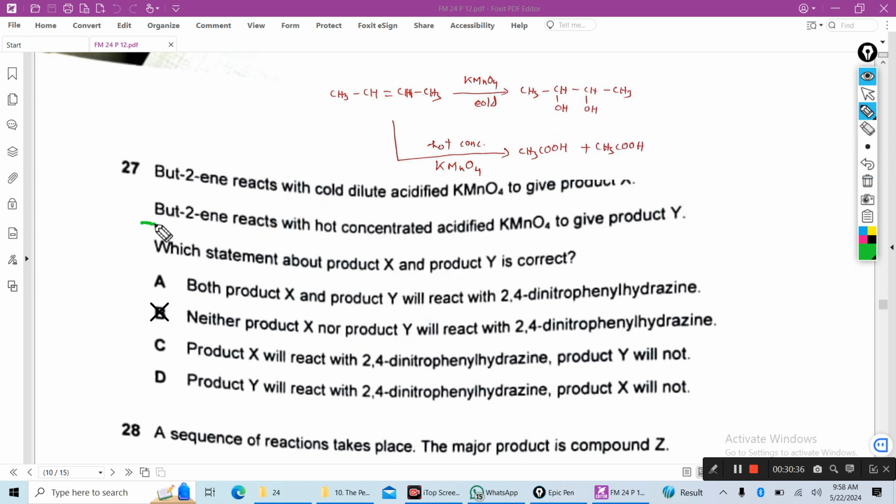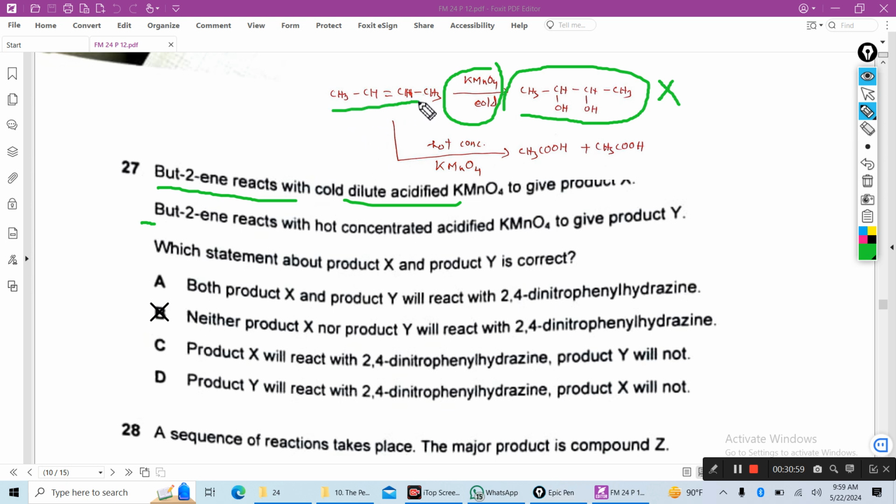When butene reacts with cold potassium permanganate, butane diol, or 2,3-dihydroxybutane, is formed; this is X. So it does not react with 2,4-dinitrophenylhydrazine because it is not an aldehyde and not a ketone.